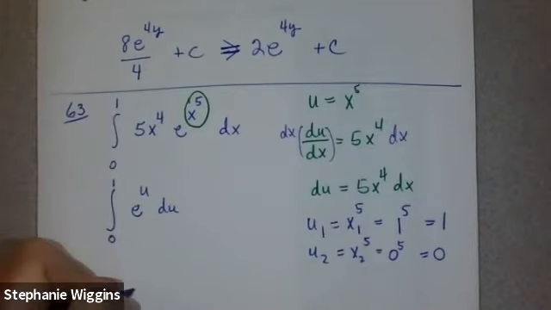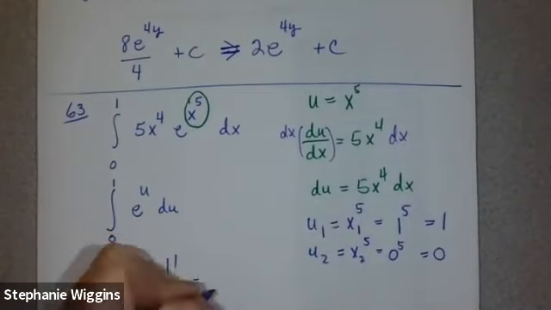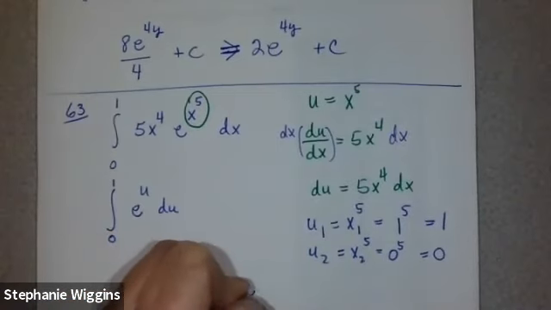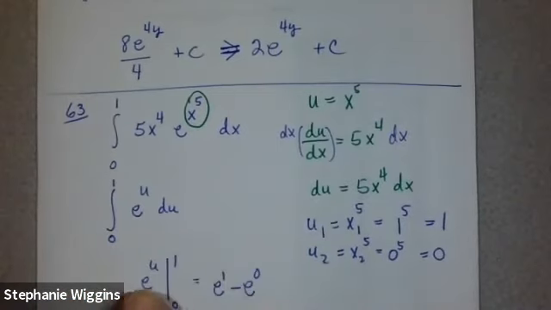So when we integrate this, we just have e to the u evaluated from 0 to 1, which is just e minus e to the 0, which is e minus 1.